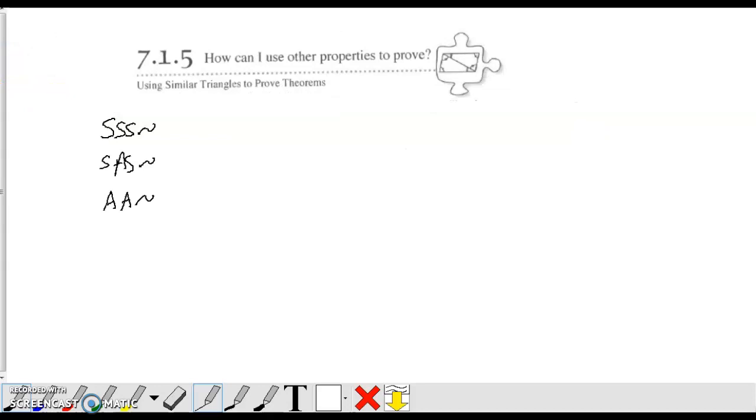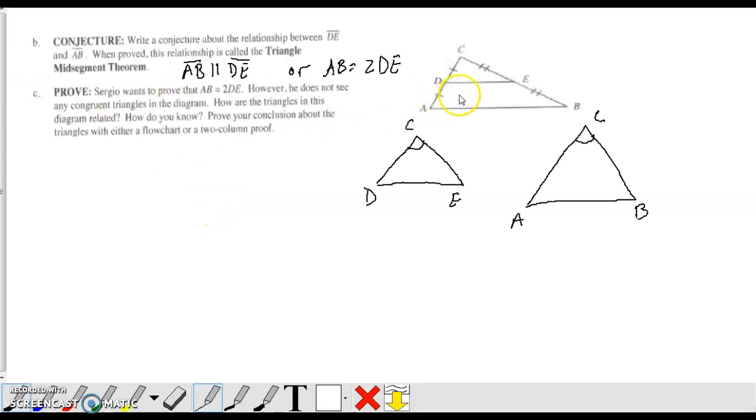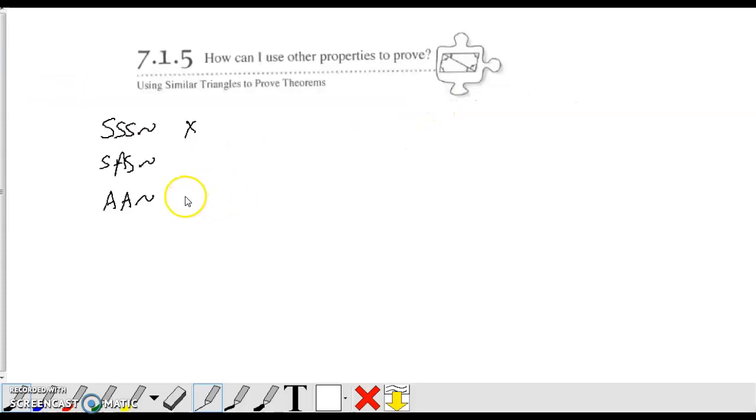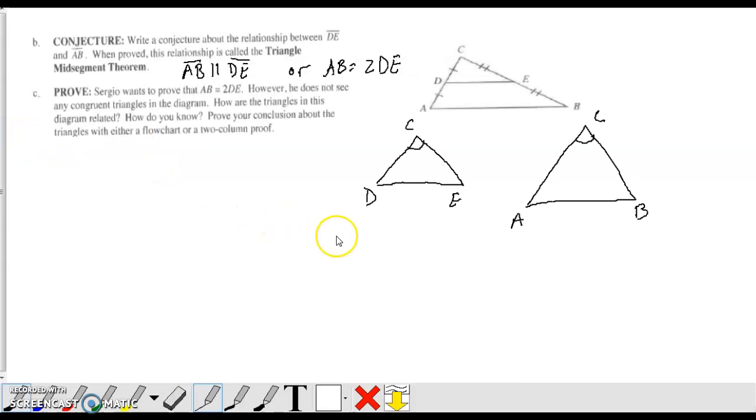If we think back to our 3 similar triangle theorems, we know it's not going to be SSS. Looking at these, I don't see another angle in common, so I know that I can't use AA. So what I want to do is use SAS. And remember, similarities have similar proportions, so the proportions have to be equal to each other. That's the one that we're going to use.